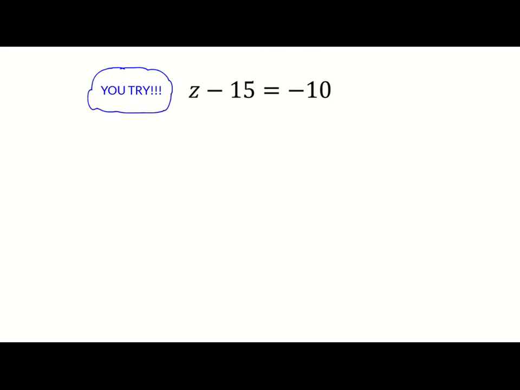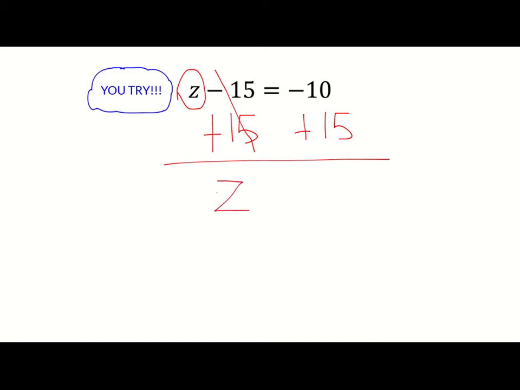To solve this equation for z, we want to get z all by itself. Right now, the z has a 15 being subtracted from it. So in order to get z by itself, I need to undo the subtraction of the 15 by adding 15 to both sides. When I do this, the negative and positive 15 cancel each other out, so all I'm left with is z. And negative 10 plus 15 is going to give us a positive 5. So for this problem, z equals 5.